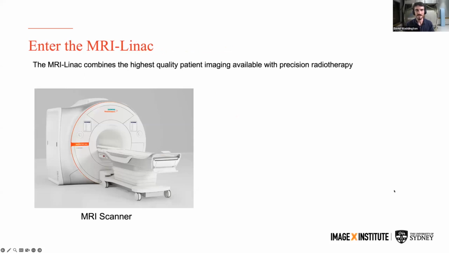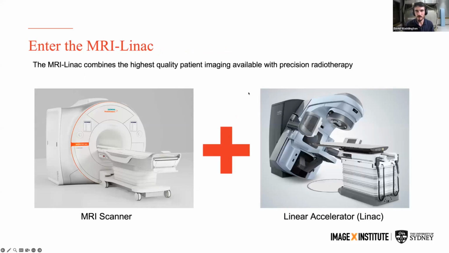The MRI Linac is basically taking two things that should never be combined, a giant magnetic field and a huge piece of steel in the form of a linear accelerator, and putting them together into one system. And there are a few of these out there now.